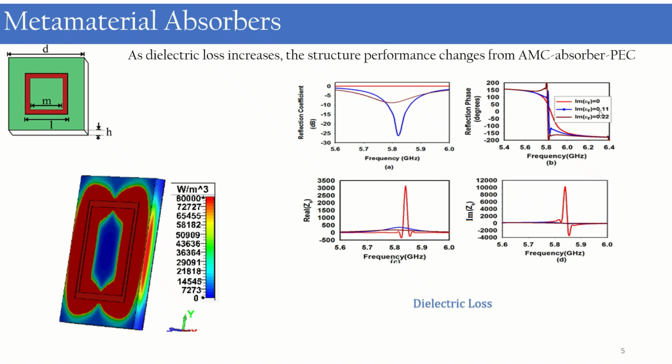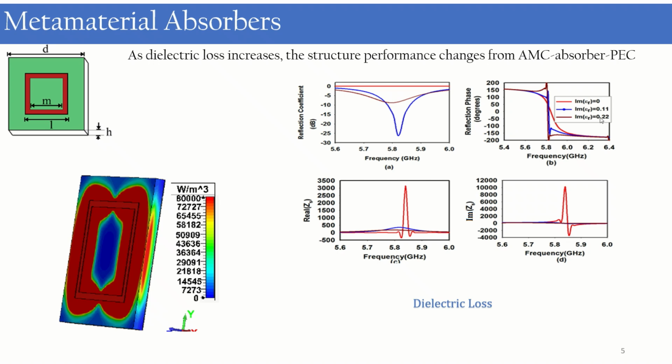And next I'm going to increase the loss. So when I increase the loss in the dielectric, you can see that the blue one shows the impedance of the structure. You can see here that the impedance of the structure is reduced to 377 ohm, and this shows that there is no reflection, and whatever is incident is getting absorbed.